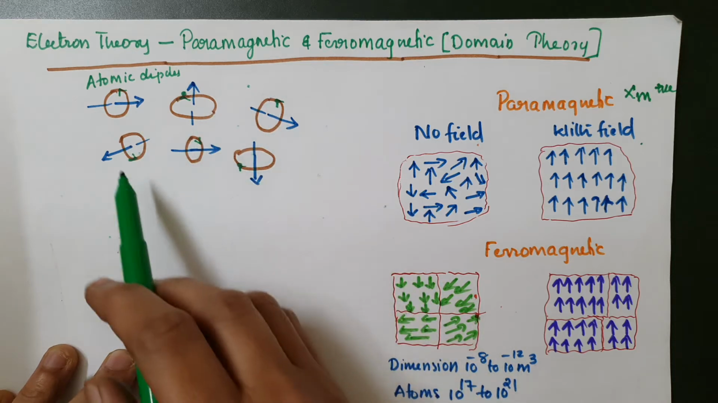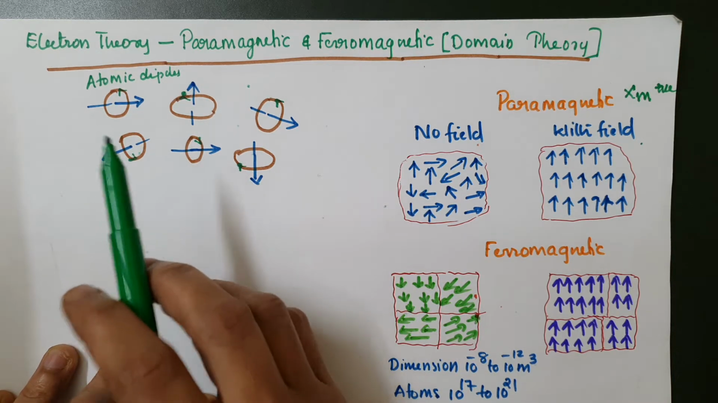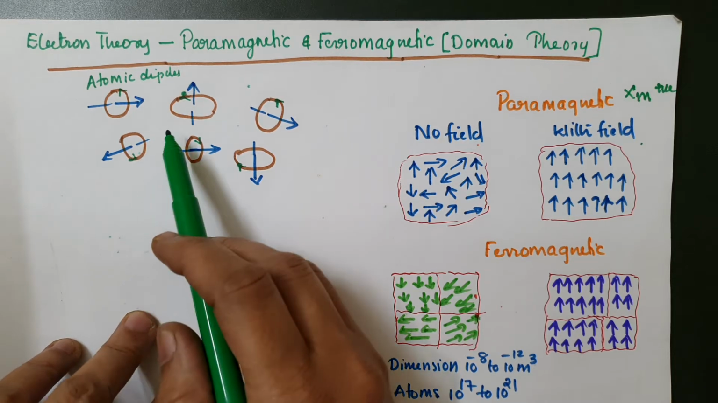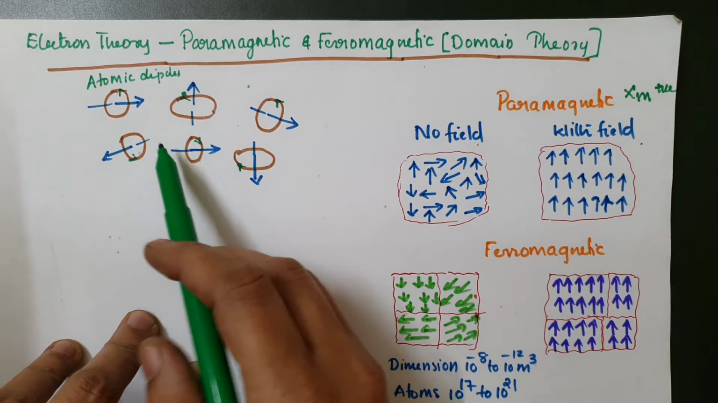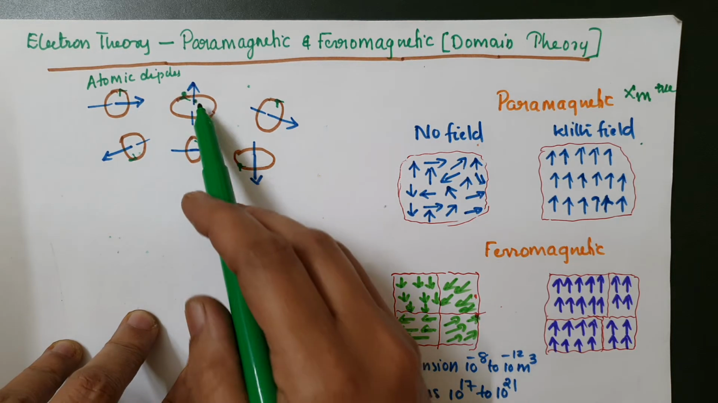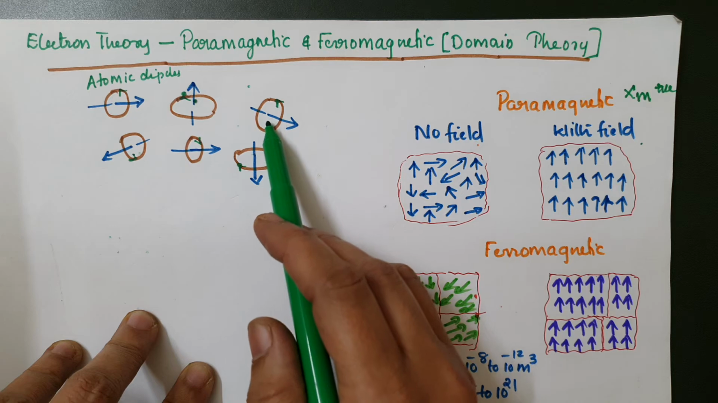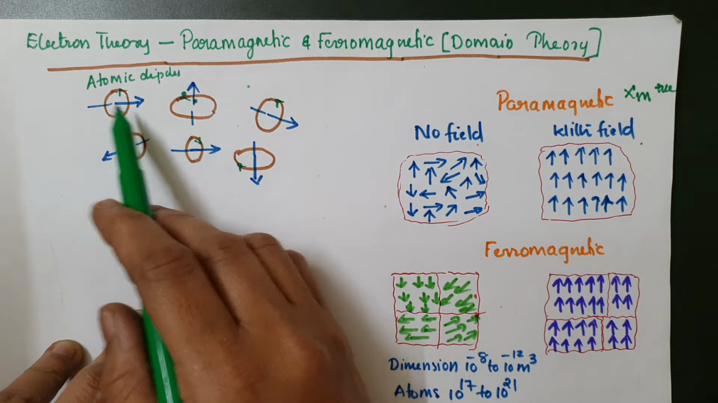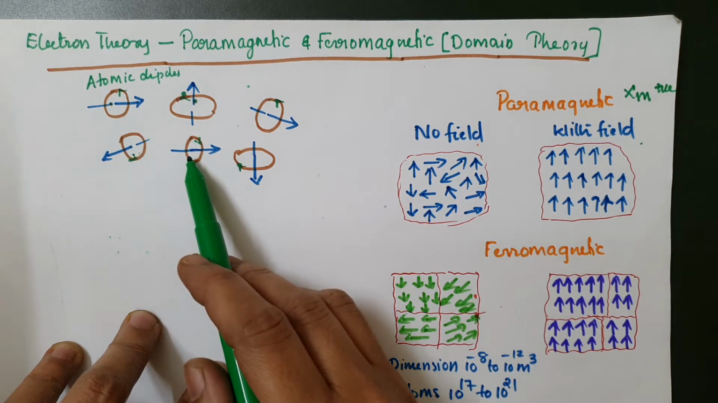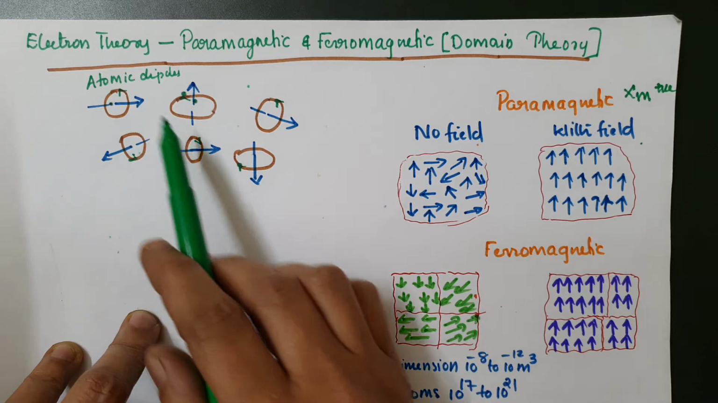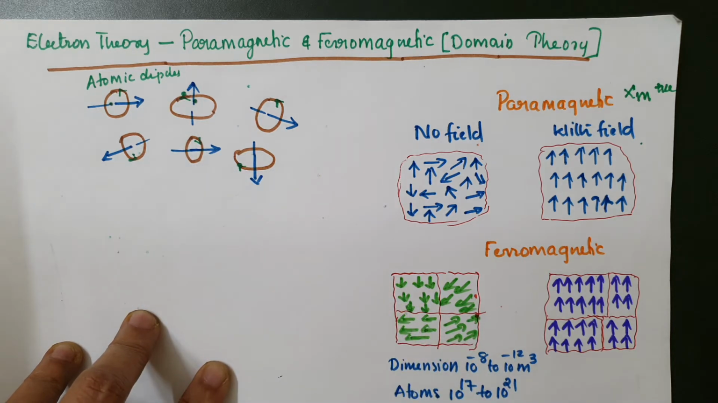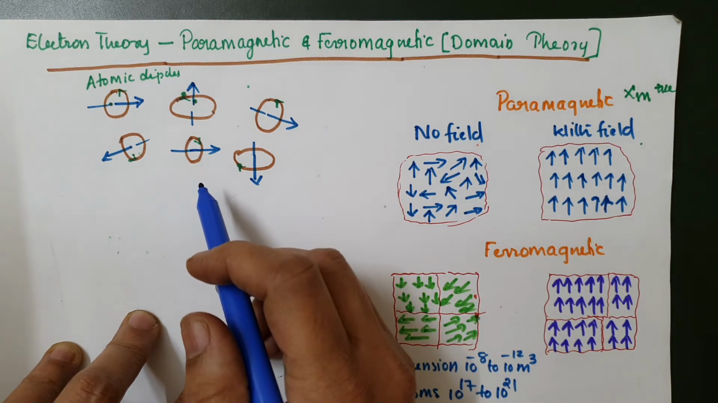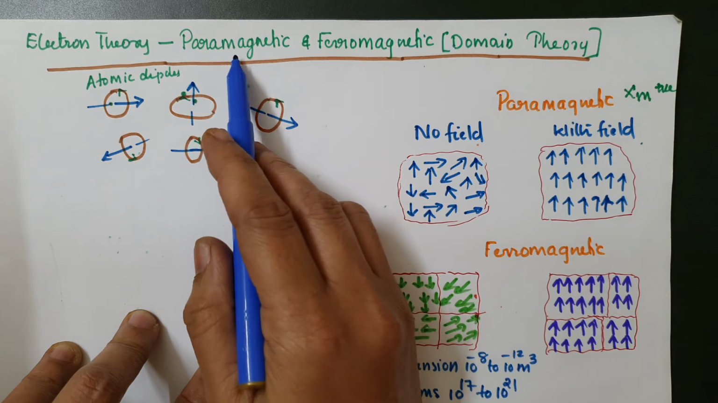When we consider these atomic dipoles, we can see that this and this will get cancelled, and these two will get cancelled, and hence there is a net magnetic moment because this atomic dipole and this atomic dipole are in the same direction. Both are pointing in the same direction and hence they have a net magnetic dipole moment. And the magnetic dipole moment will be very small. Such types of materials are called paramagnetic materials.